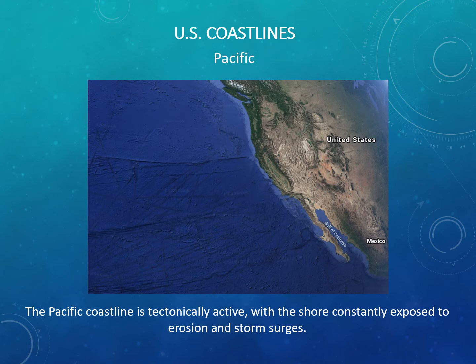The next few slides show the coastlines of the United States and whether they're primarily erosional or depositional in their coastal features, starting with this one. Pacific coastline, which is our coastline included, it's tectonically active. So what this means is that we're not only situated on this plate boundary here, this transform boundary with the San Andreas Fault, but the shore is constantly going to be exposed to erosion and storm surges. And note how narrow the continental shelf is here. So again, a lot of our beaches and features are erosional features here because of all these processes.